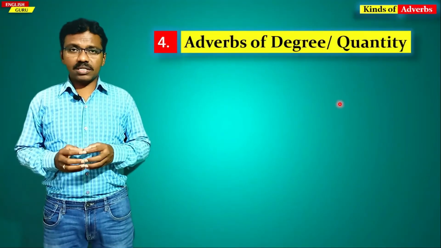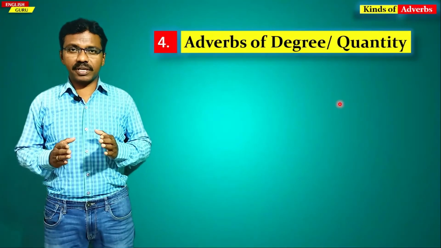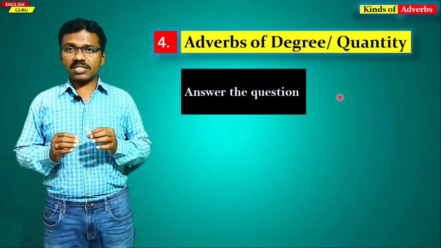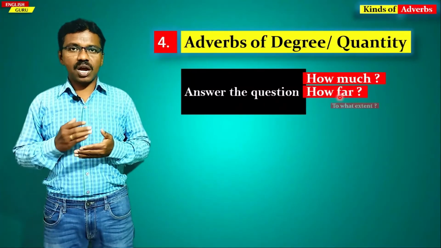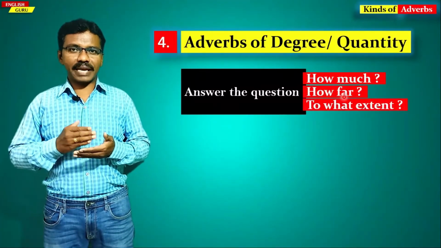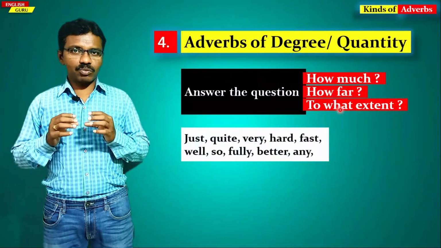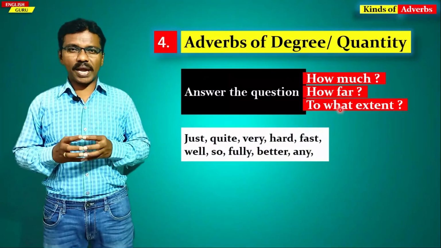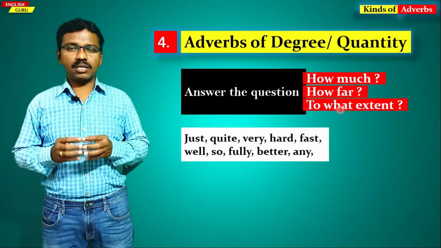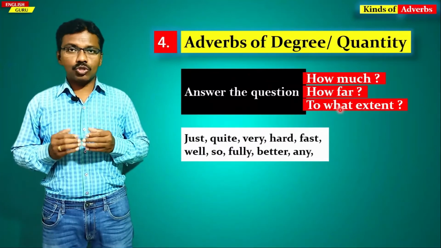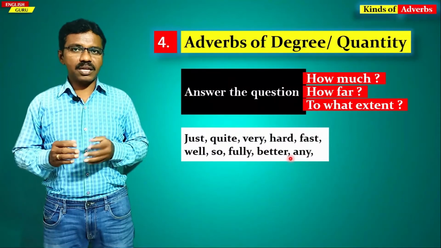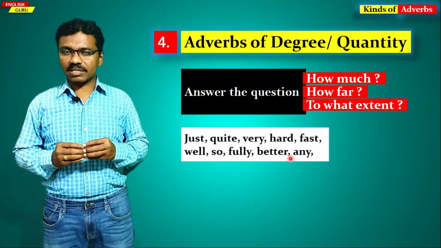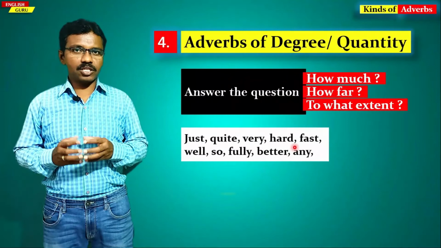The fourth one is the adverbs of degree and quantity, and these adverbs answer the questions how much, how far, to what extent. And there are certain words like just, quite, well, hard, fast, so, fully, better, any, etc. These words are used as adverbs of degree and quantity.